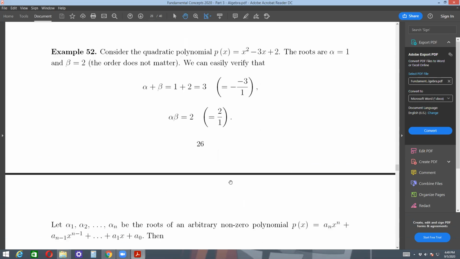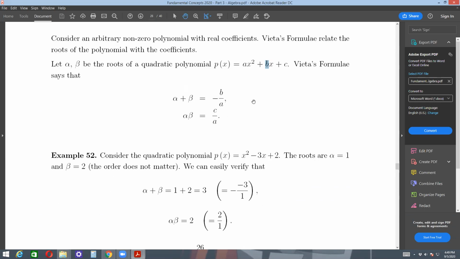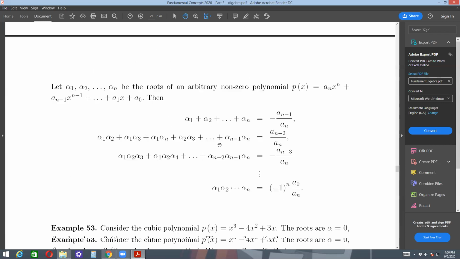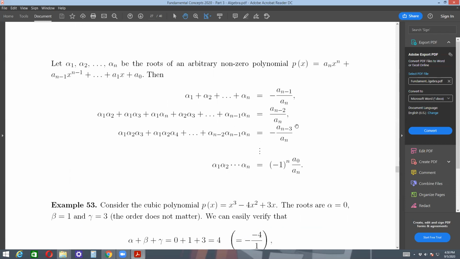It's not explicitly listed for cubic, but if you had a cubic, ax cubed plus bx squared plus cx plus d, and you let alpha, beta, and gamma be the roots, then alpha plus beta plus gamma, because there's a third root, would be equal to this. But then in the second line, you would have alpha beta plus alpha gamma plus beta gamma is equal to this. And in the third line, you would have alpha times beta times gamma is equal to minus d over a. Right? So this is the more general version.